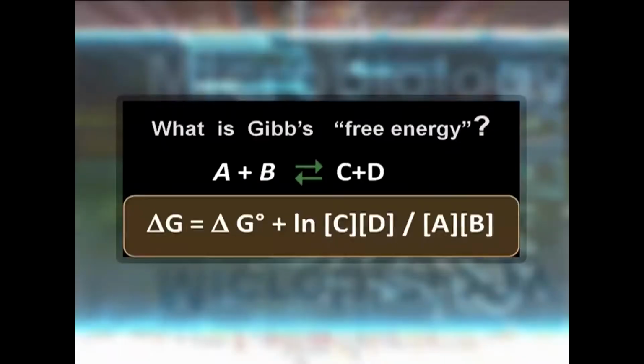The entropy increases for all biological systems. The concept of Gibbs free energy can be discussed for a reaction where A plus B reversibly forms C plus D. The change in Gibbs free energy, delta G, equals delta G0 plus log of concentration of C times concentration of D divided by concentration of A times concentration of B, where delta G0 is called the standard free energy change of a particular reaction.